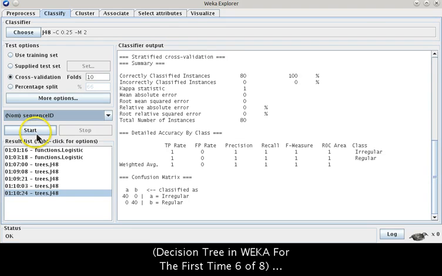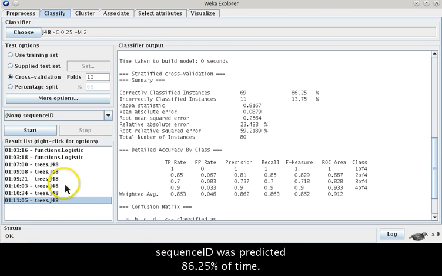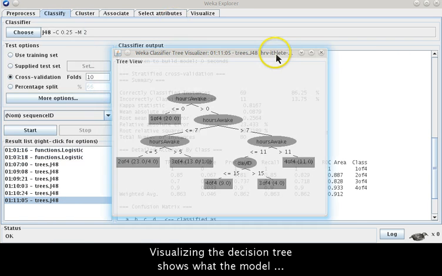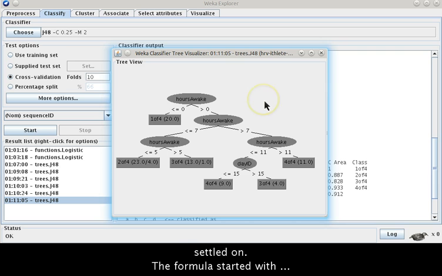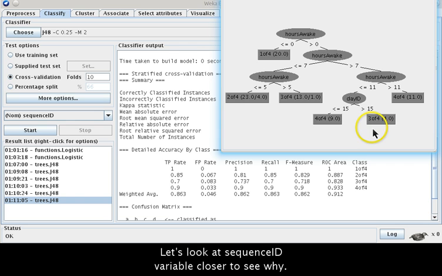Sequence ID was predicted only 86.25% of the time. Visualizing the decision tree shows what the model settled on. The formula started with the hours awake variable. Further down, it added the day ID variable, but at certain points, I saw uncertainty. The tree is reflecting the confusion matrix. Let's look at the sequence ID variable to see why.